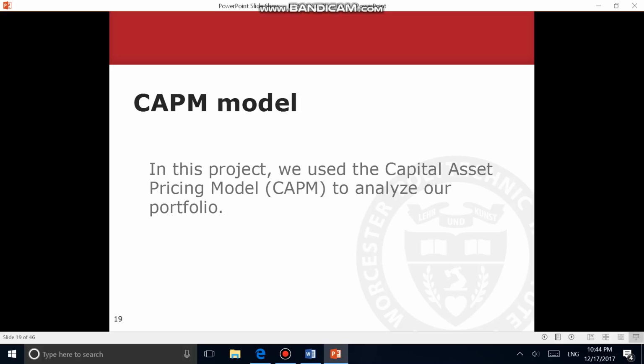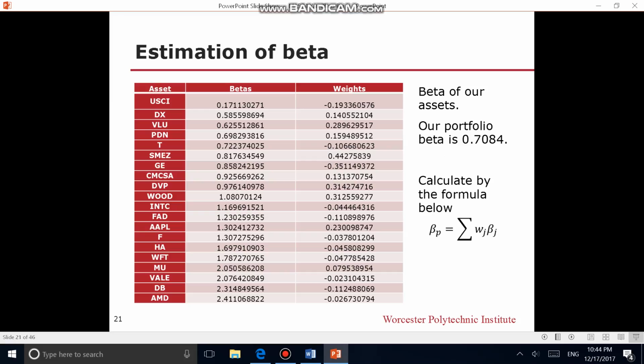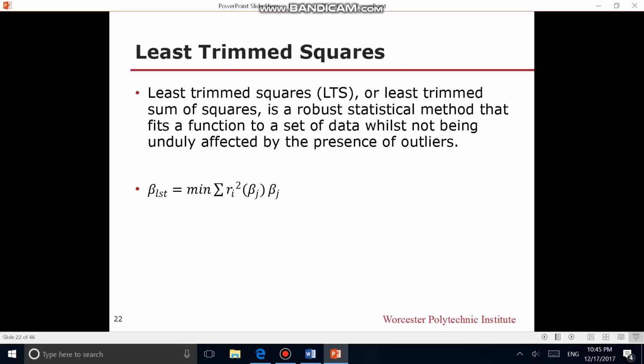And then we do our campaign model. First, we estimate the beta. The beta is calculated by sigma jm over sigma m squared. And here we get our betas and widths. So overall, our portfolio beta is 0.70484.